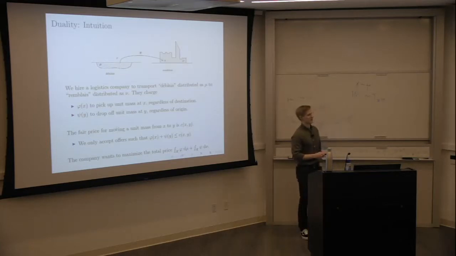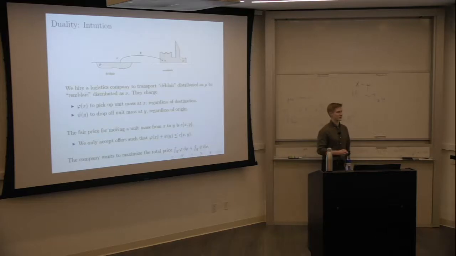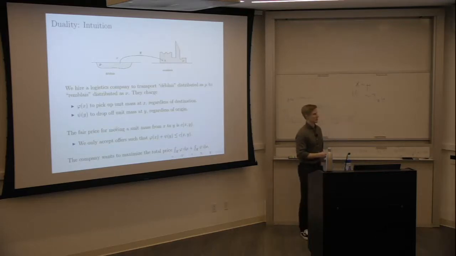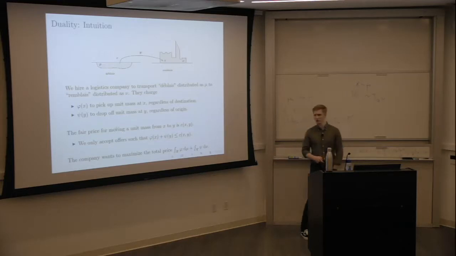So say we hire a logistics company, and their pricing structure is as follows. They charge us phi of x to pick up a unit of mass at the point x, regardless of where it ends up. This is not too different from when you send a letter in the mail, if you've ever done that. They charge psi of y to drop off a unit of mass at y, regardless of where it came from. So this is their pricing structure.